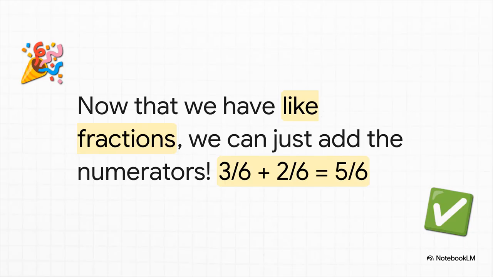And would you look at that? We've taken our tricky unlike fraction problem and turned it into a super easy like fraction problem. We just have to add 3/6 and 2/6. So we add the tops. 3 plus 2 is 5. And our answer is 5/6.